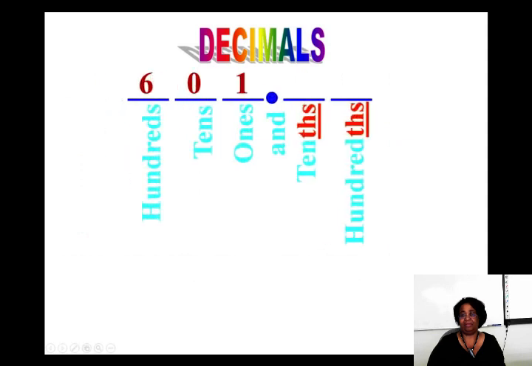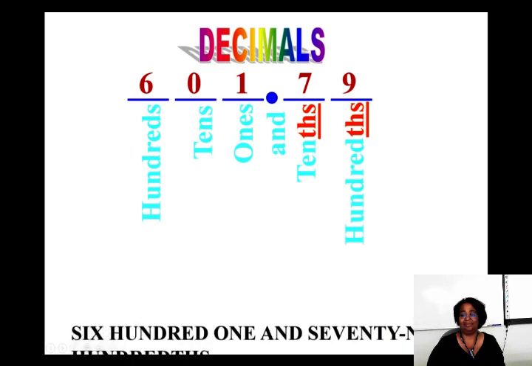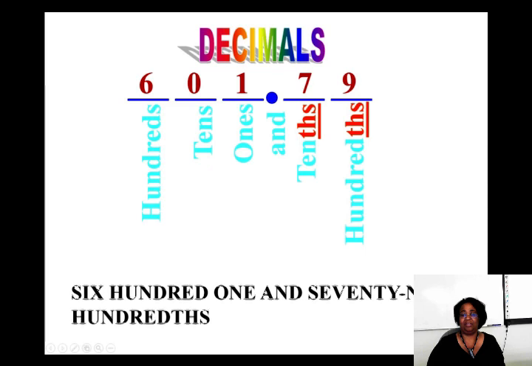Okay, tell me how I would read this one. Now remember, adults have troubles with 0, so make sure that you take care of your 0 correctly here. So how would I read this? 601, 79. Good. 601 and 79 hundredths.